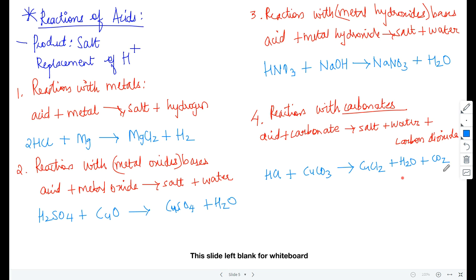Okay, now tell me if this is balanced or not. You need to add a 2 in front of the hydrochloric acid. Okay, anything else?